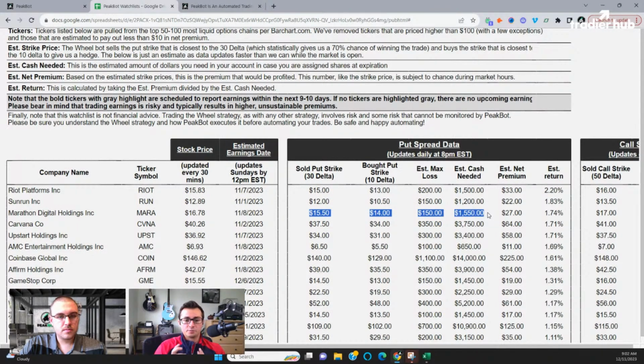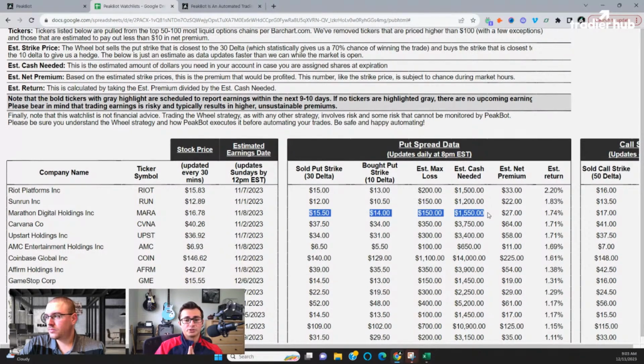Now, we do have another strategy that's coming out in the new year, and that one is based on vertical credit spreads. So that max loss will be all that you need to trade with. There won't be any assignments, because you'll never own shares with that strategy. So that is to come.